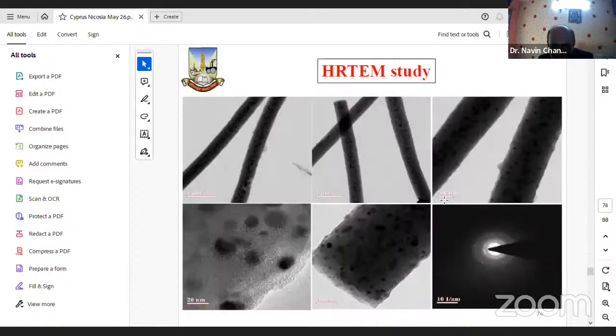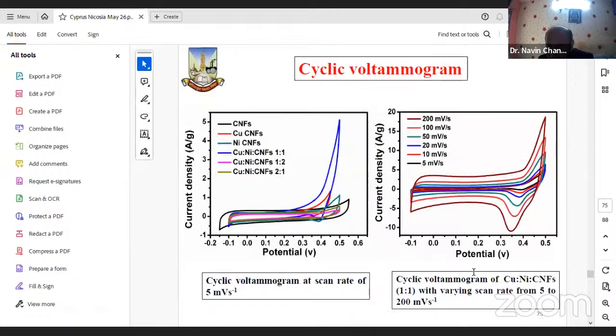This is the high resolution transmission electron microscopy, the decoration of copper and nickel over the surface of the carbon nanofibers. And this spectra is suggesting the polycrystalline nature of the material.